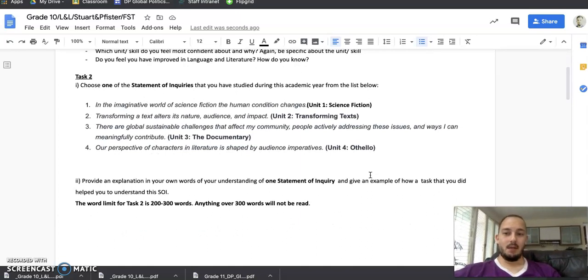Next thing you need to do, choose one of the statements of inquiry that you've studied this academic year. Obviously, if you joined in Unit 3 or Unit 4, just do it on Unit 3 or Unit 4. So, for example, we have: in the imaginative world of science fiction, the human condition changes. That was our sci-fi unit. We have: transforming a text alters its nature and impact on an audience. That was transforming text.